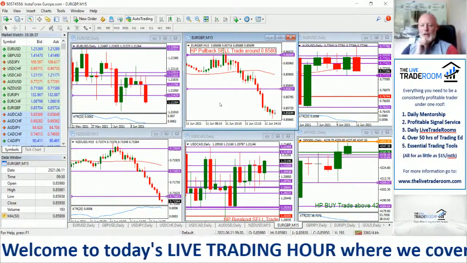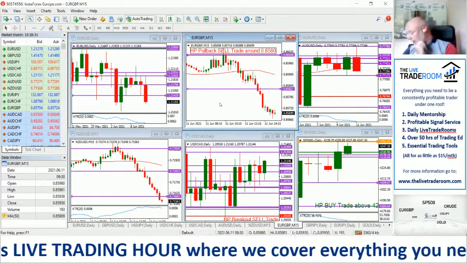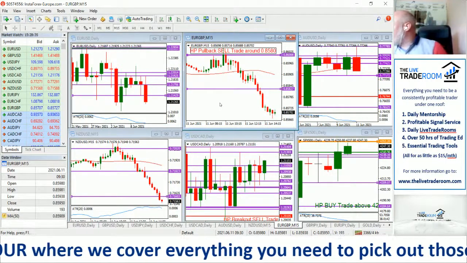Funny enough, they were red all week, and now they are green. Good stuff. At least you can book in profit when they start turning into profitable trades there.